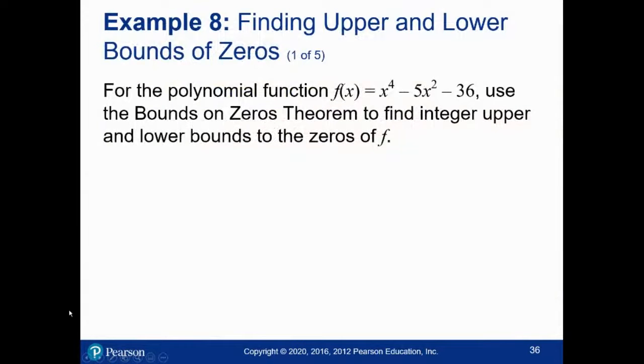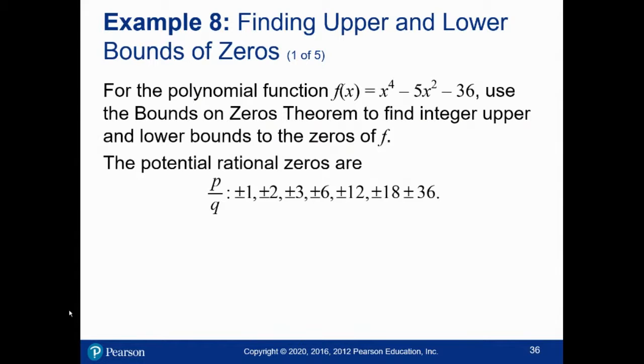Okay. So here's a polynomial. Use that theorem to find the biggest possible root and the smallest possible root. Now there's a lot of things you could do, but the rational roots theorem gives us this list. Notice it's a lot, and it contains some pretty big numbers.